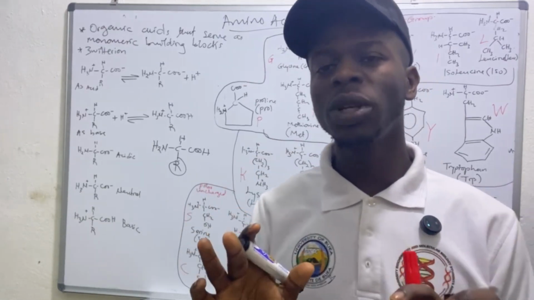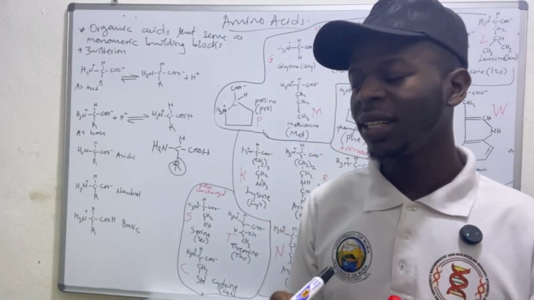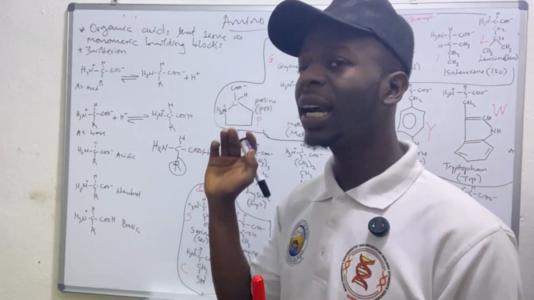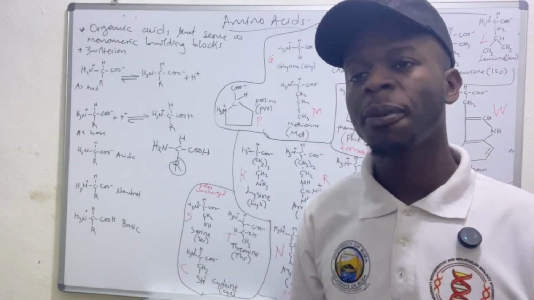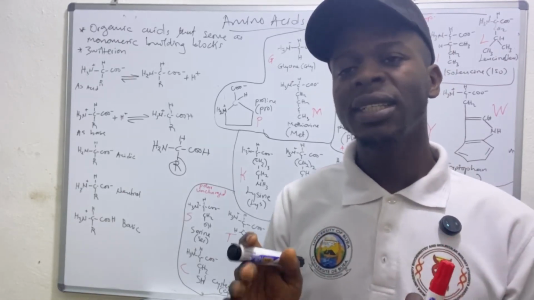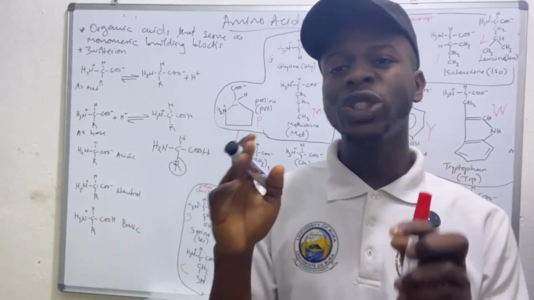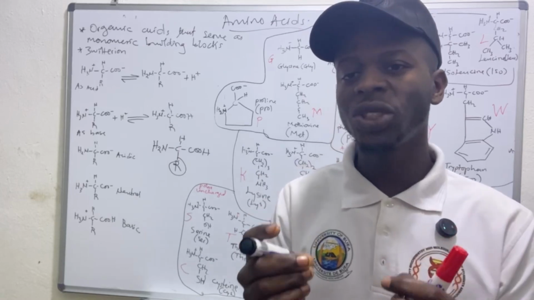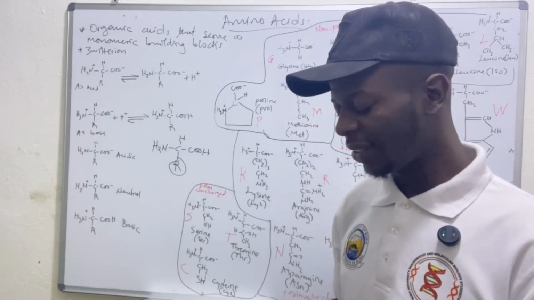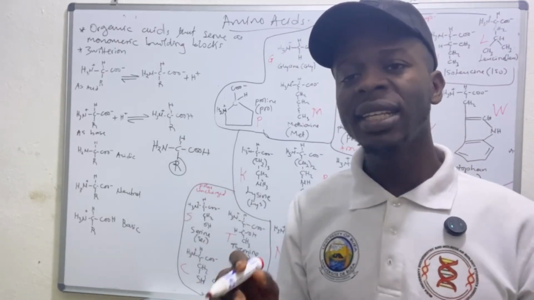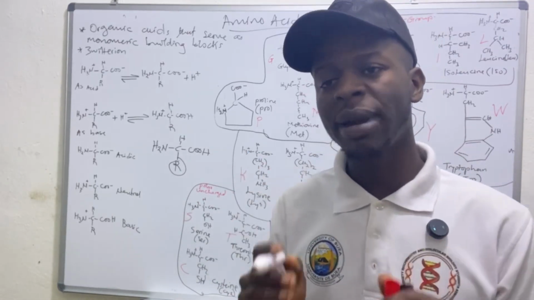So today we are going to be looking at amino acids. These amino acids are organic acids that serve as building blocks for the synthesis of proteins. They exist naturally as zwitterions. A zwitterion is a molecule that has a net charge of 0, meaning that it has both a positive and a negative end. Basically, there exist 20 naturally occurring amino acids.